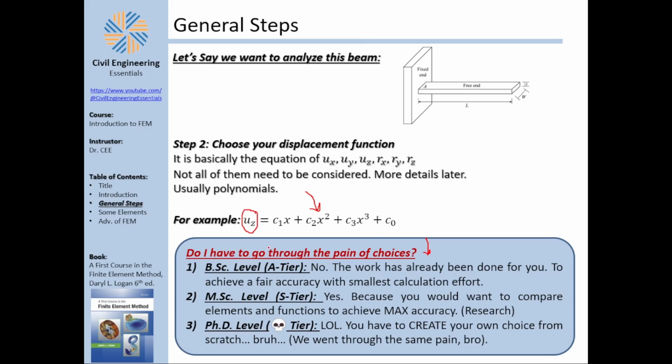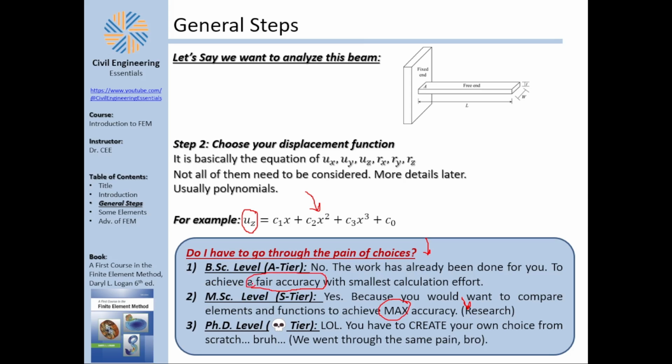If you are a Bachelor of Science level, then no, you don't need to go through the pain of choice because the work has been already done for you by other people like Master of Science and PhD guys. You just know that if you have a beam like this, you should choose a line element with the following displacement function. So those things become some kind of obsolete for you in the Bachelor of Science level. If you are a Master of Science level, then yes, you would have to choose the correct displacement function because maybe you want to do some research where you want to find the function, an element, that gives you maximum accuracy. Whereas in the BSc, you're just using something called the engineering accuracy, a fair, good enough accuracy.